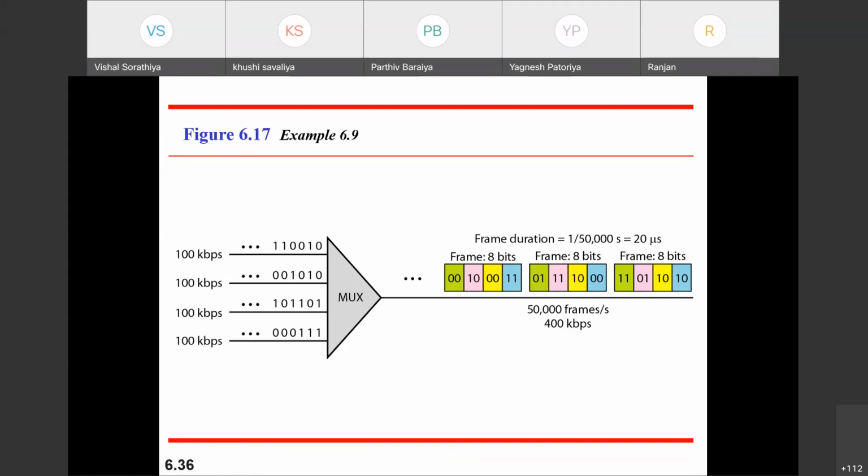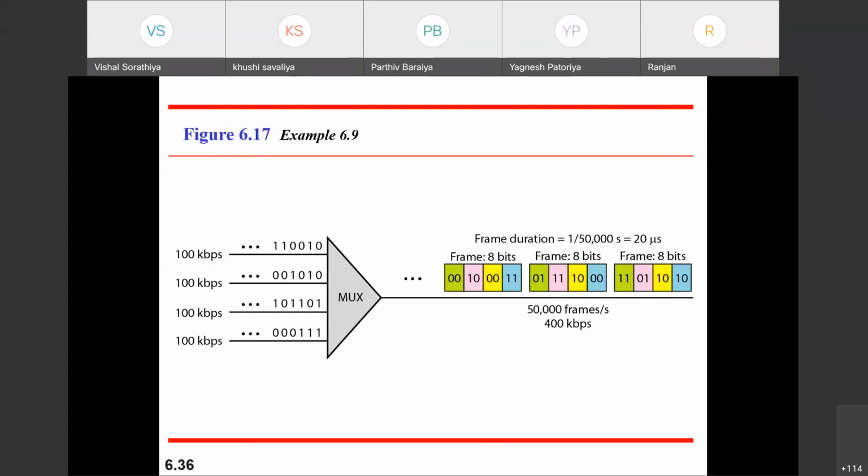So that is the overall duration. To get the duration, what will you do? You can find 1 divided by the rate, so you can get the frame duration. Like how much time does one frame take? Likewise. And in each frame it is a 2-bit combination, so in each frame there are 8 bits going to be transmitted. Okay. These are the things we have.